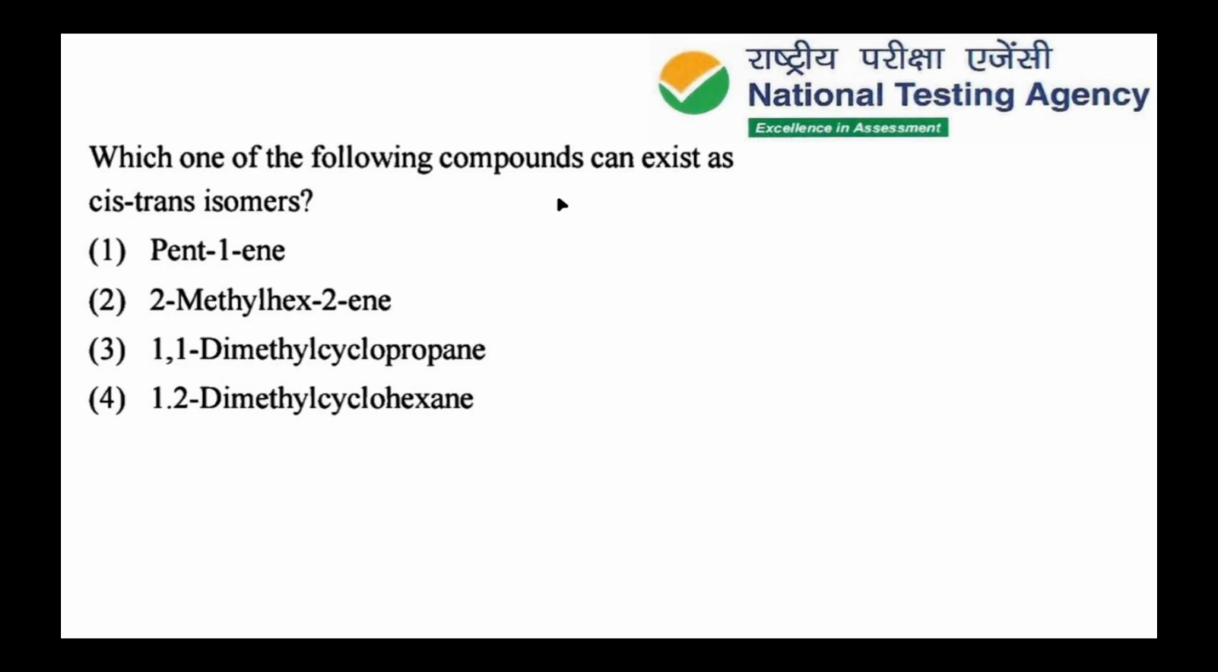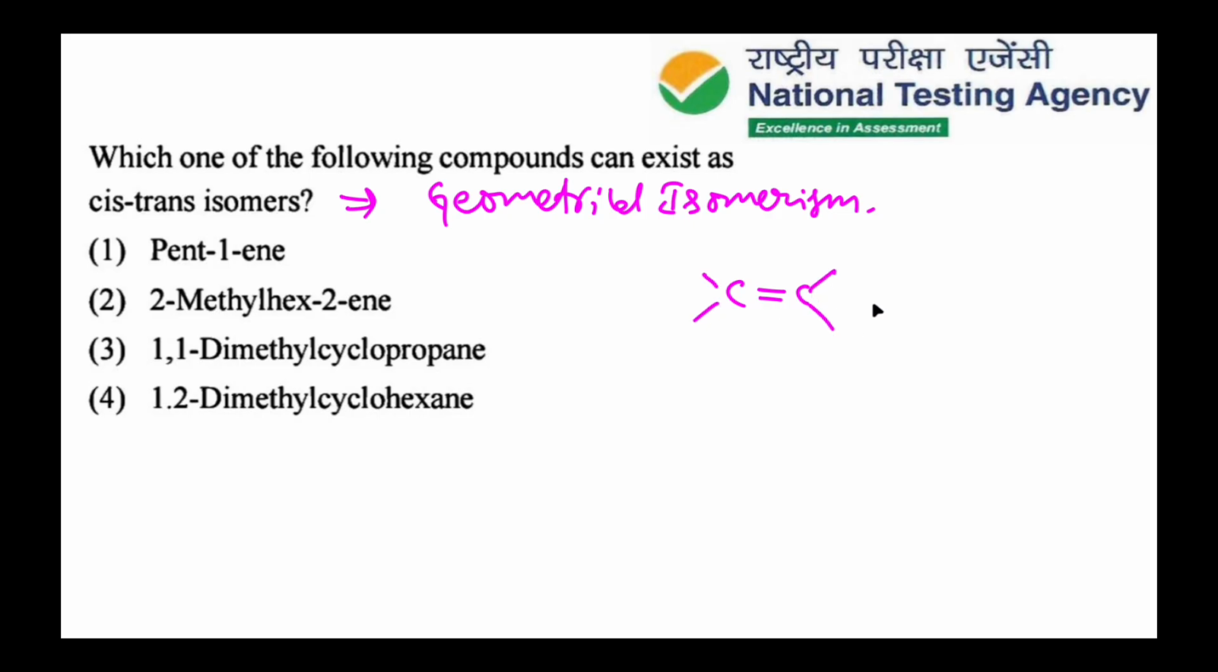The next question is, which one of the following compounds can exist as cis-trans isomerism? This is nothing but geometrical isomerism. We know very well, geometrical isomerism requires restricted rotation about a carbon-carbon double bond. That means both carbon atoms must contain two different substituents. Two different substituents must be present at each carbon of the carbon-carbon double bond. Then only it can exhibit geometrical isomerism.